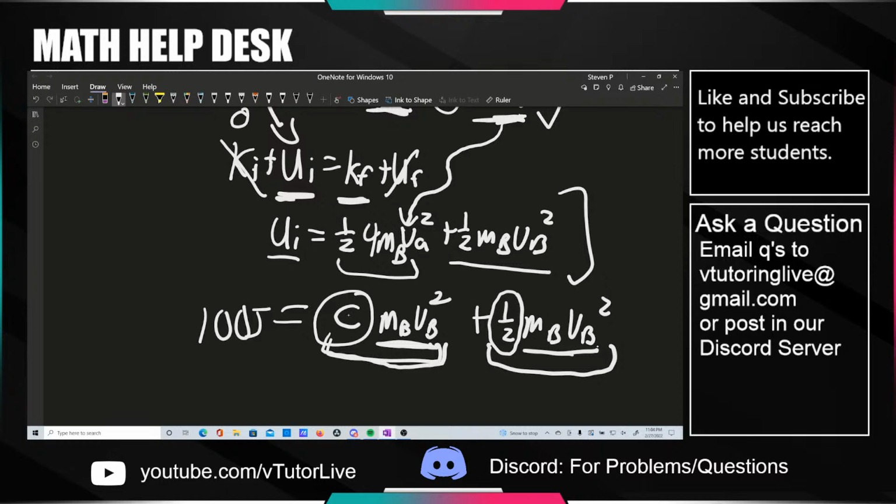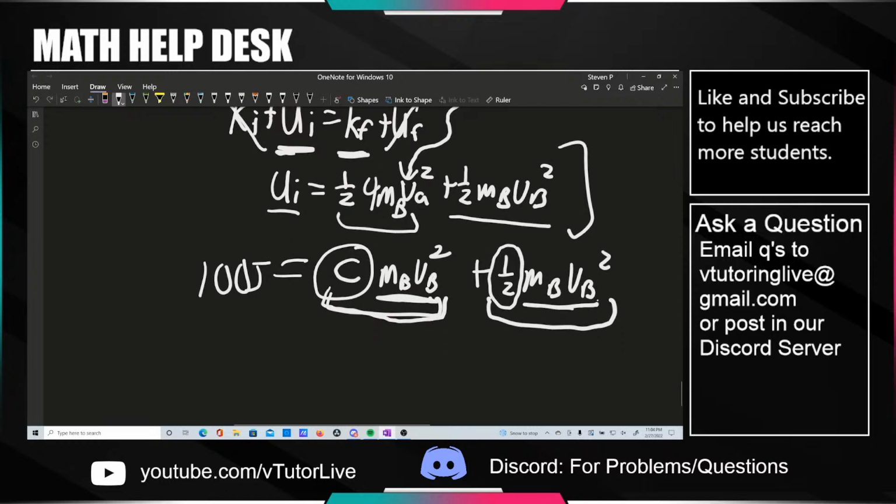Like if this C came out to be 2, then this would be 2 MBVB squared plus 1/2 MBVB squared. So then this would become 2 out of 2.5, and this would become 0.5 out of 2.5, where 2.5 is just the sum of whatever these things were, right? So if C was equal to 2, which I don't know off the top of my head, I just guessed. But it's basically asking you to find the fraction. Seem reasonable enough?